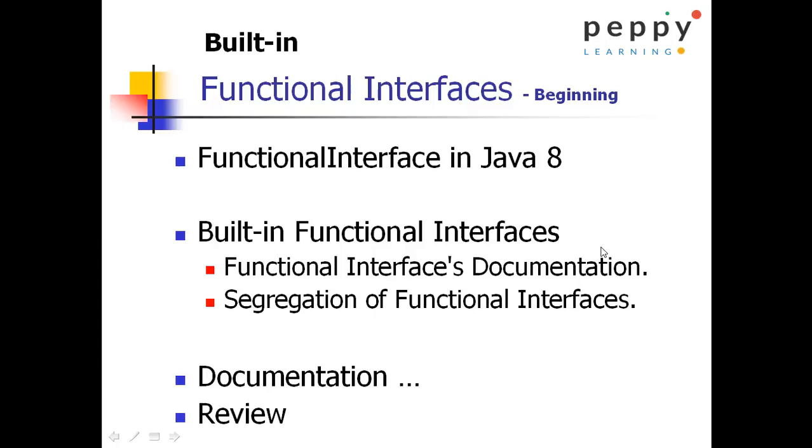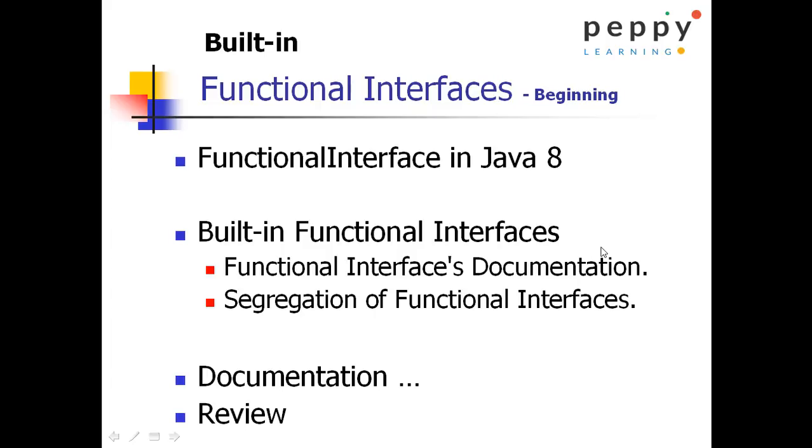In this video, you're going to learn about built-in functional interfaces in Java 8. You know the definition of a functional interface. Let us review it again. When an interface has one and only one abstract method, it can be called a functional interface. A functional interface can have any number of default and static methods.